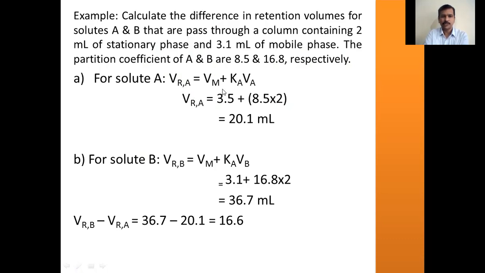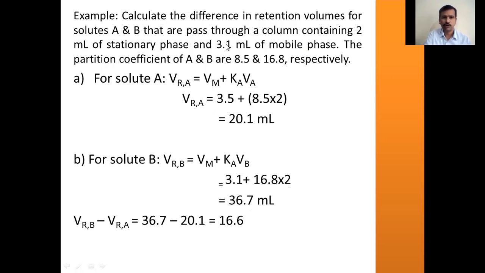Vr for solute A is Vm plus K times Vs. K is 8.5. Vs is 2, right? Volume of stationary phase is 2 ml, volume of mobile phase is 3.1 ml. So 20.1 ml is the retention volume for solute A. Similarly for solute B, you put 3.1 plus 16.8 times 2, and you will get 36.7.